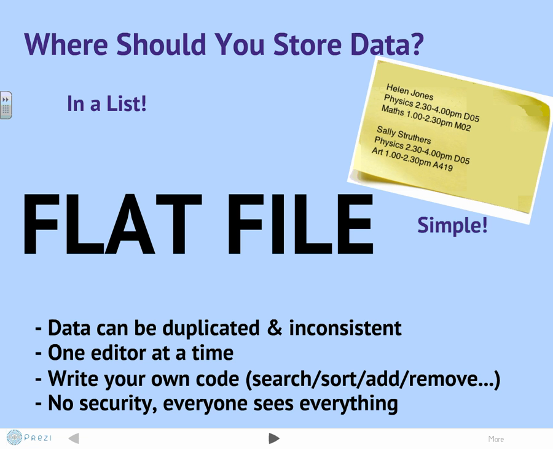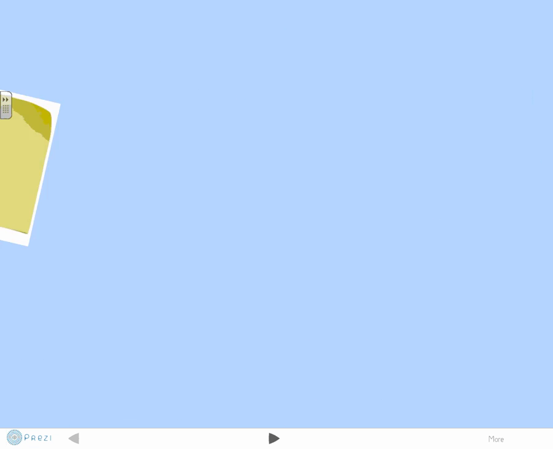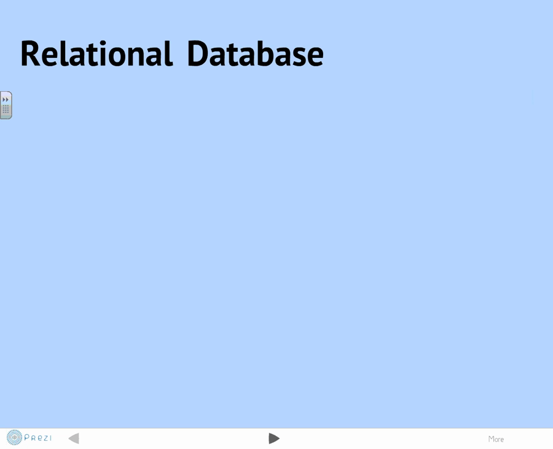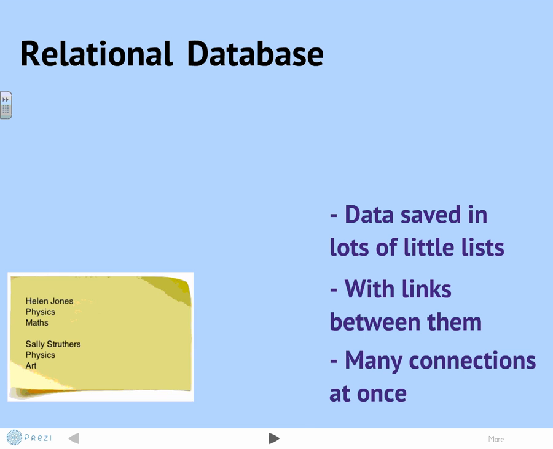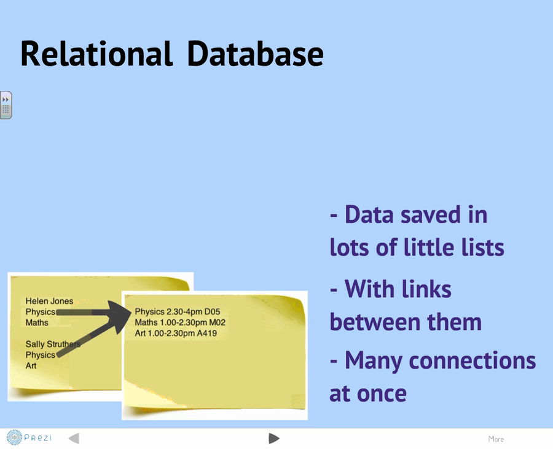I say database, what do I really mean? There's a word that comes before database, because this is technically a type of database. It's a place to store data. Yeah? Relational database. Good. So this is the alternative. This is new and improved. So rather than just having one giant list, we split our data into lots of little lists, and we have links between them, like this.